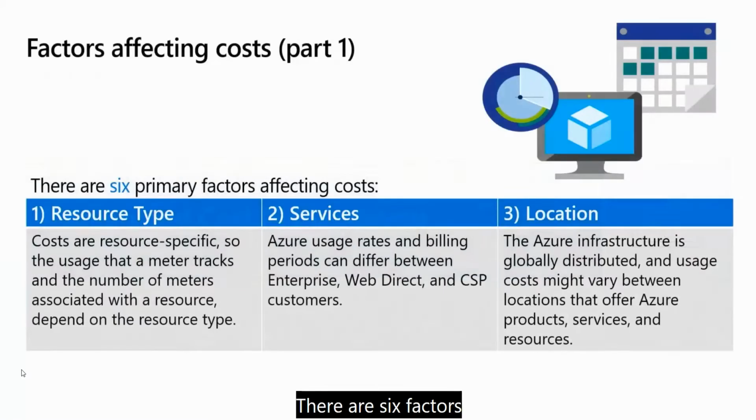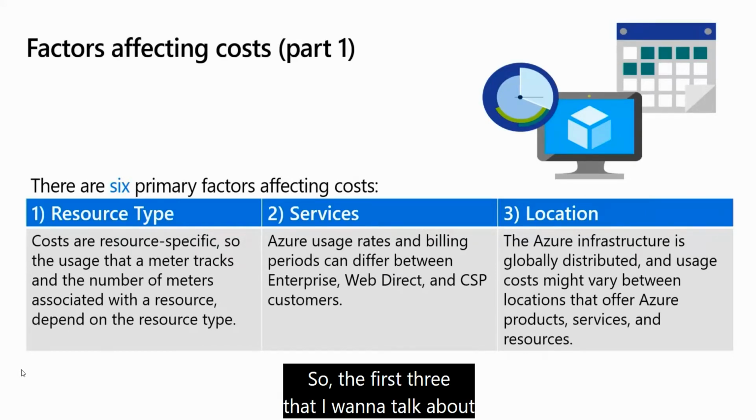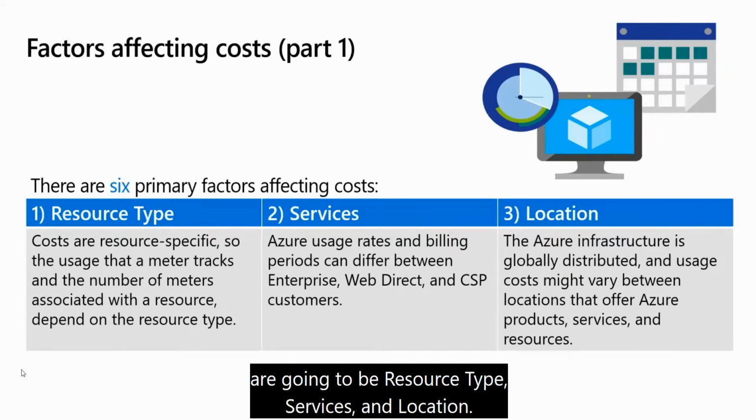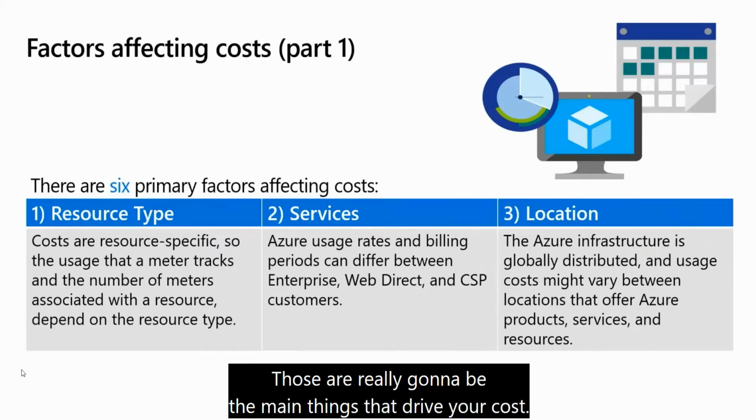There are 6 factors that impact the cost of your service. So the first 3 that I want to talk about are going to be resource type, services, and location. So those are going to be the main things that drive your cost.